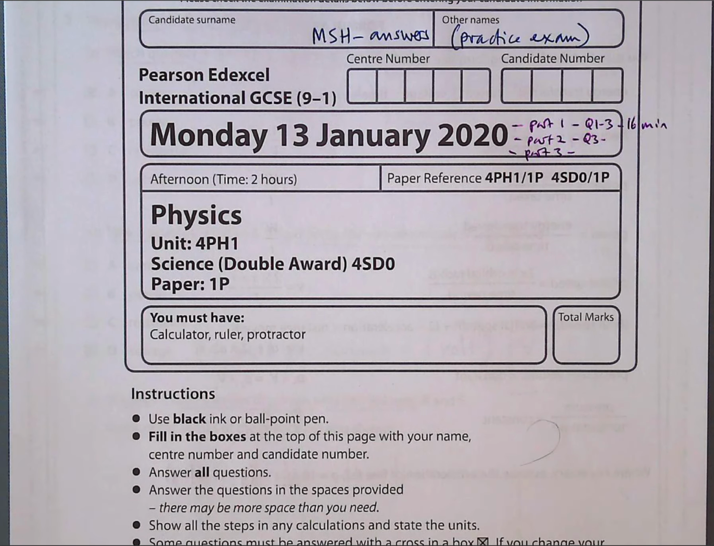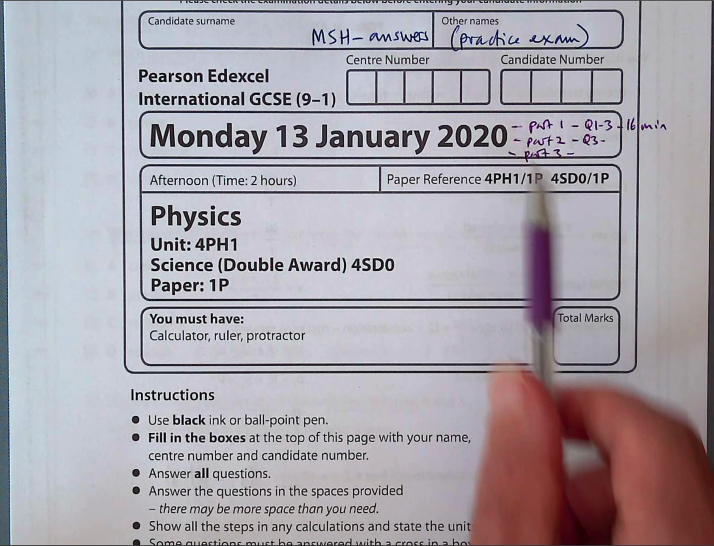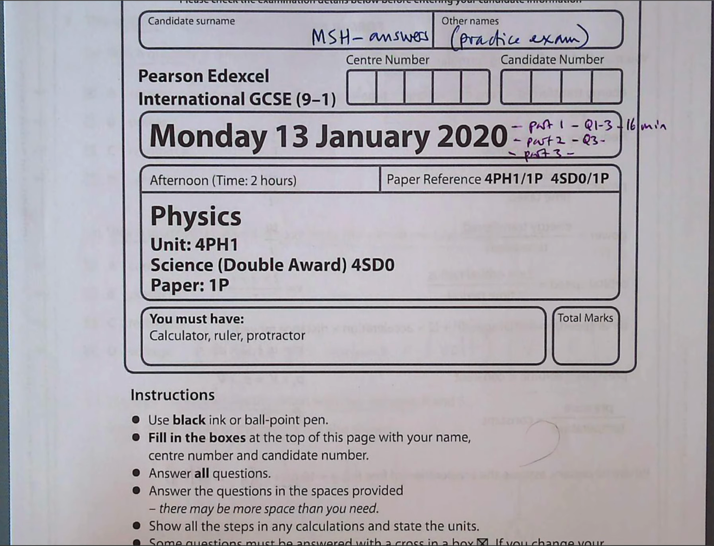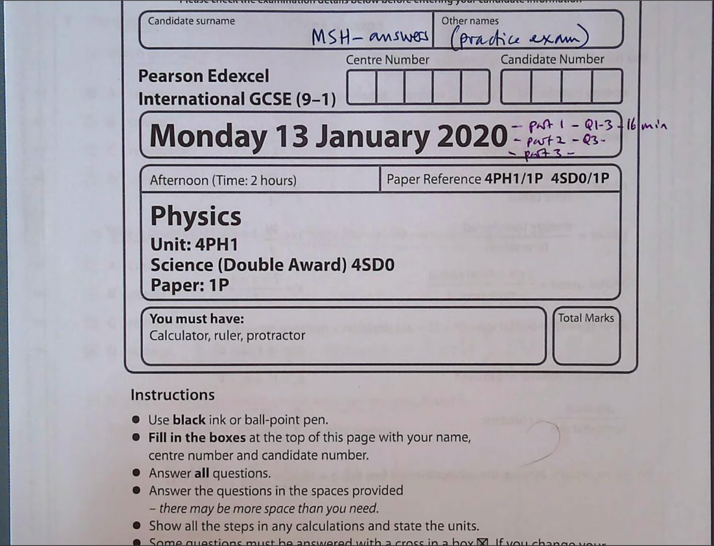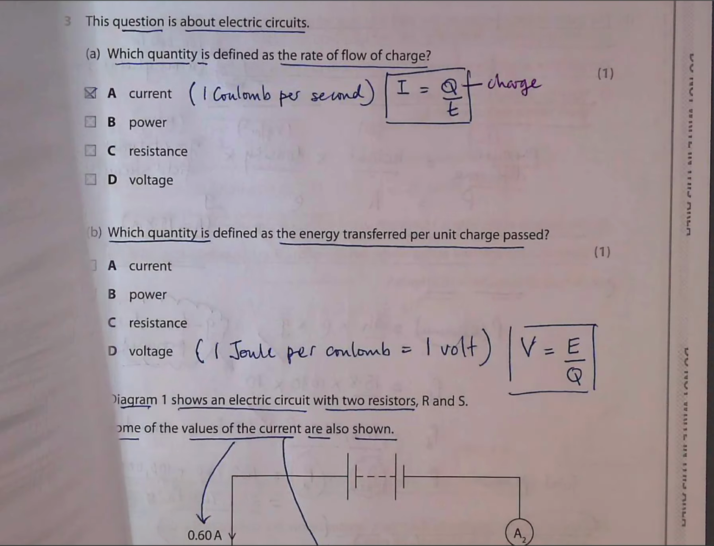This is the continuation of the physics IGCSE Edexcel exam for the double award and the physics paper 1 for the GCSE in physics, a separate science. Okay, we were interrupted. I was interrupted by a phone call. I apologize. So I did part 1, questions 1 to 3. I didn't finish question 3, so we're going to start where we left off, which is question 3.